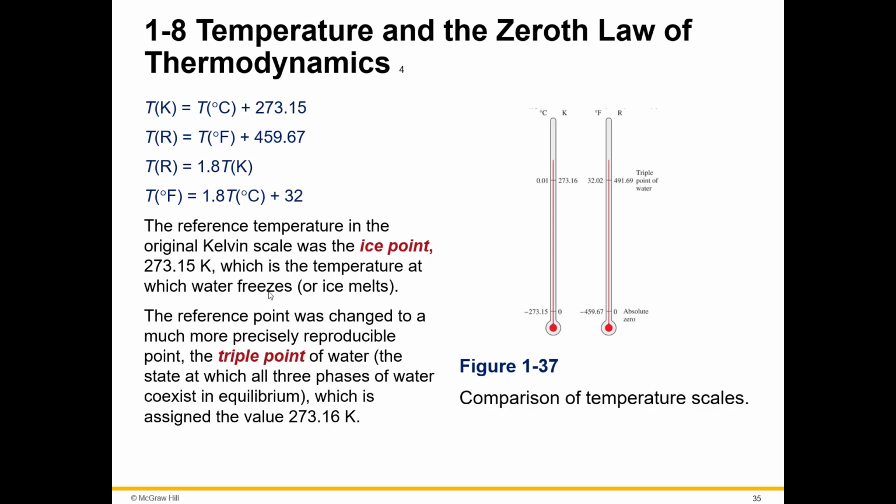The reference point was changed to a much more precisely reproducible point, the triple point of water, the state at which all 3 phases of water coexist in equilibrium, which is assigned the value of 273.16. And so we've got all 3 phases of water. What are those phases? We've got liquid, we've got solid, and we've got gas, right? So we've got steam. And then here's some comparison of those temperature scales.